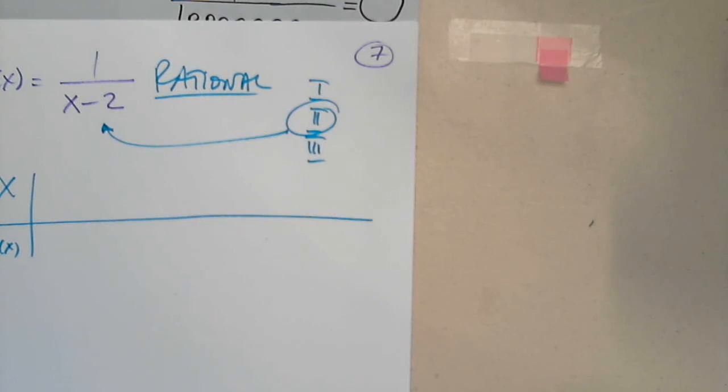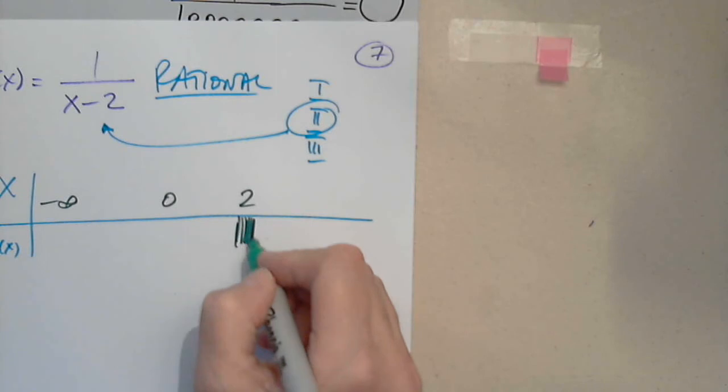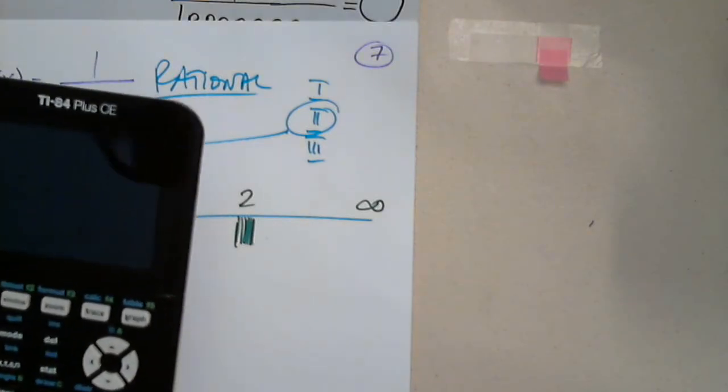I'm exaggerating. Okay, I need a domain, so I can fill up the chart starting with a domain. Negative infinity to 2, 2 to infinity. Excellent. Oh, I forgot. Sorry. Let's go back to the previous problem.